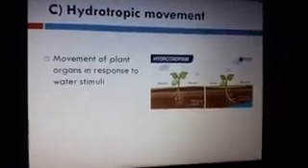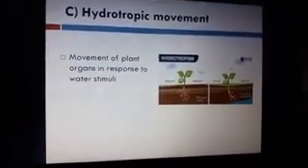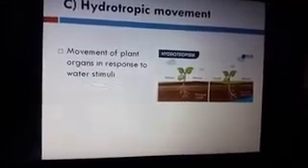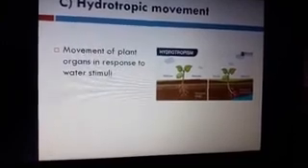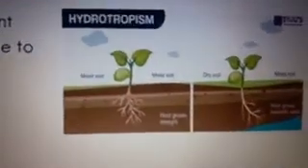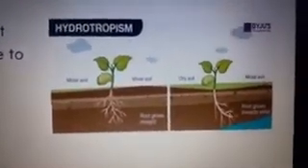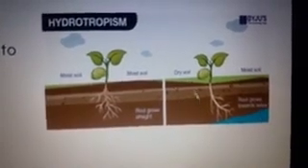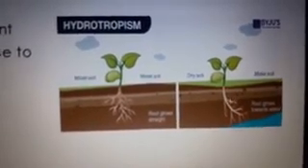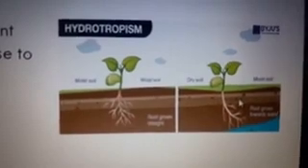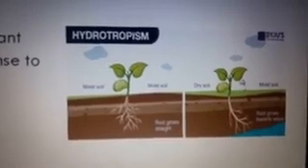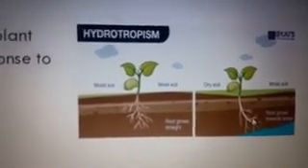And next is hydrotropic movement. Hydrotropic movement is the movement of a plant organ in response to water stimuli. Hydrotropic movement can also be called hydrotropism, and to understand this, we can have a look at these pictures. We can clearly see that where there is a source of water, the roots show a positive hydrotropism. That means they are going towards the source of water, and the shoot portions are growing upwards, that means not towards the direction of water. That means the shoot is showing a negative hydrotropism, and the roots are showing a positive hydrotropism.